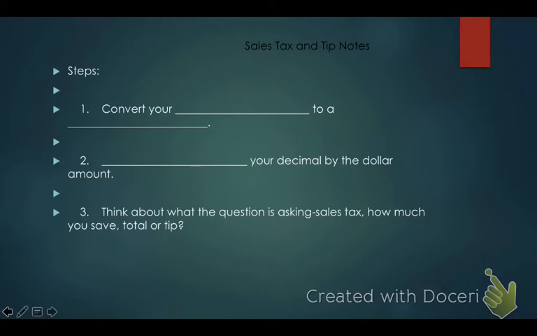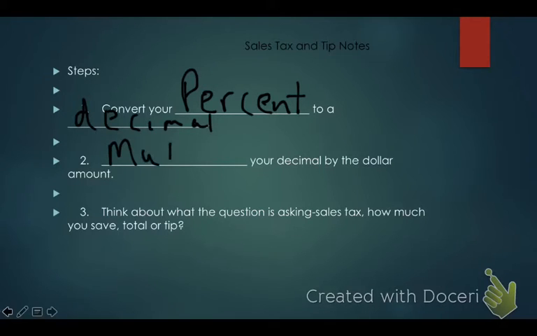So when we're talking about sales tax and tip, you need to convert your percent to a decimal. And make sure that you multiply your decimal by the dollar amount.